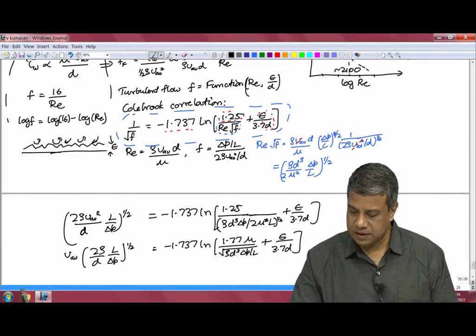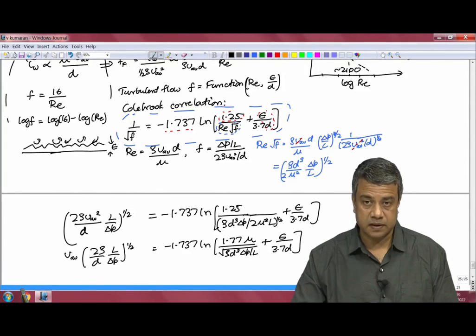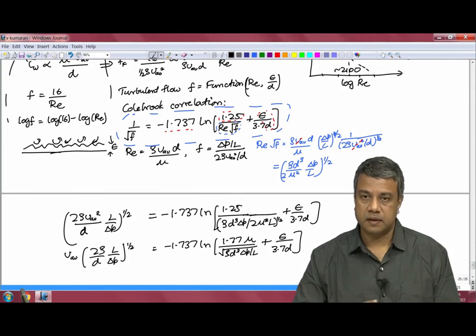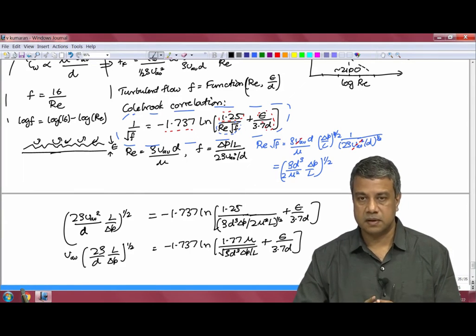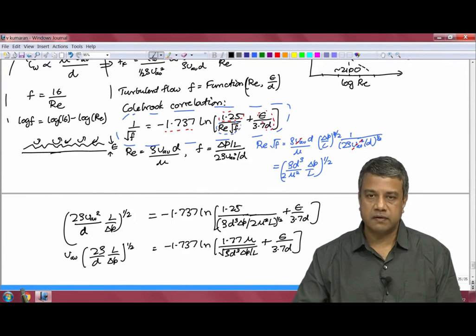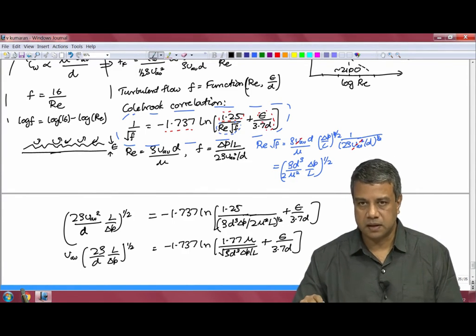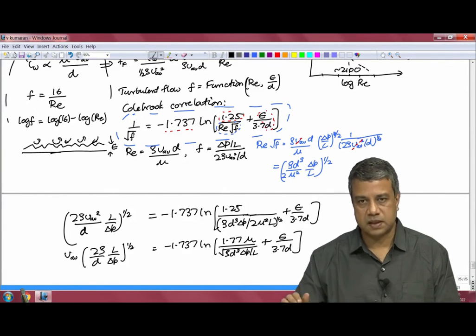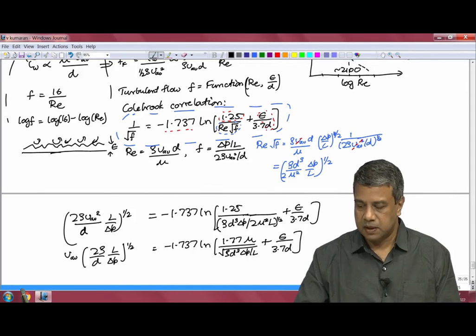And you can see that the right side is independent of the velocity. So, if I know the applied pressure drop or the pressure gradient across the pipe, I can calculate the velocity. For a given velocity, I cannot explicitly calculate the pressure drop, because the left side does depend upon the pressure drop and the right side also does depend upon the pressure drop. But for a given pressure drop, I can find out what is the velocity.